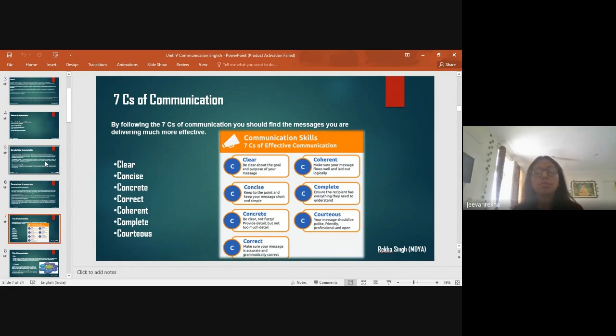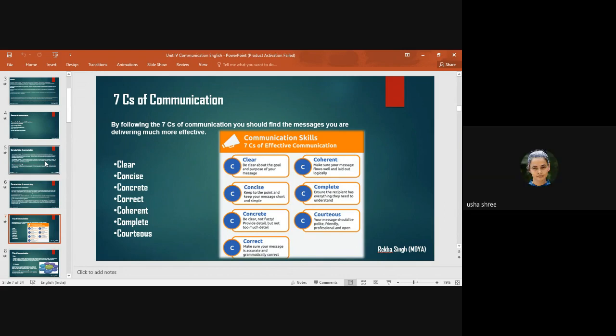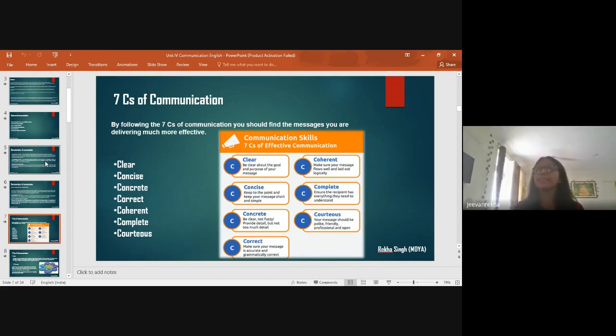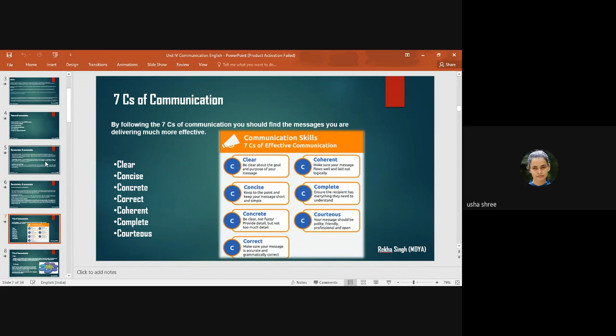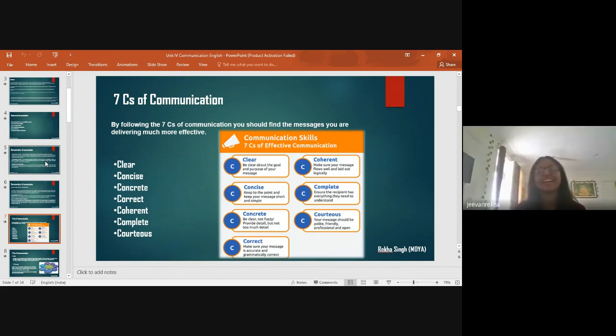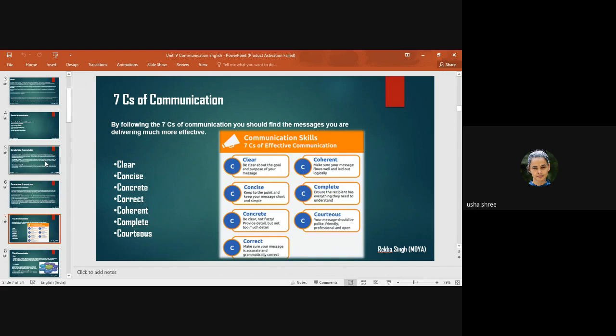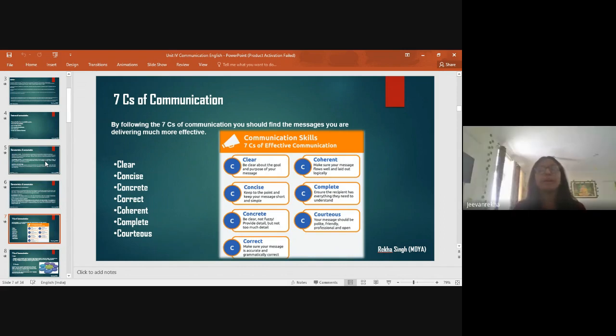Correct. Make sure your message is accurate and grammatically correct. Grammatically means what? The syntax, the way we frame our sentences, must be grammatically correct so that it makes sense. Any example? If I say "I am market," and I don't use the word going, this is the right example. "I'm market." I'm not a market. "I am going to market." So your message should be accurate and grammatically coherent.